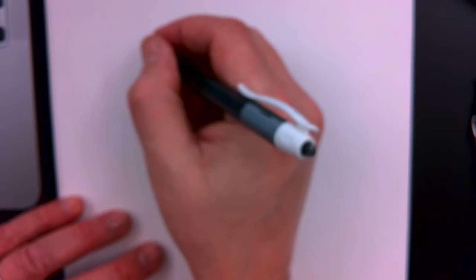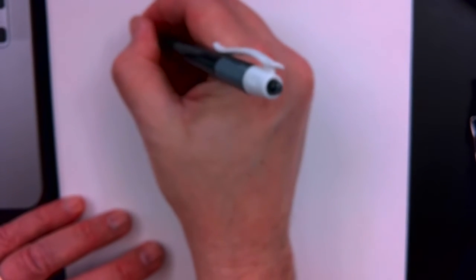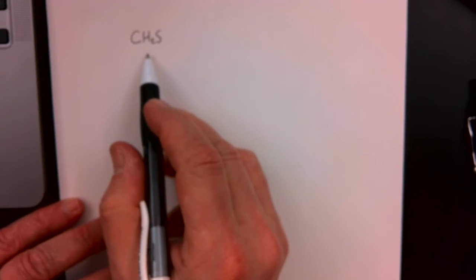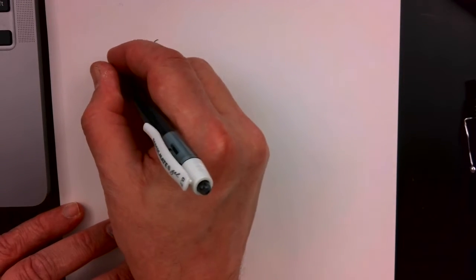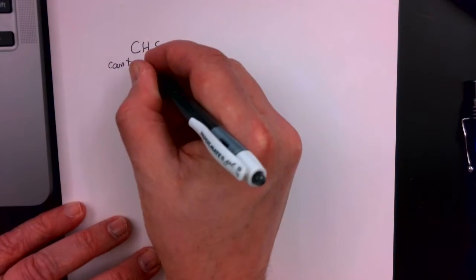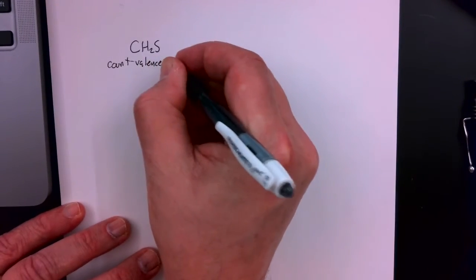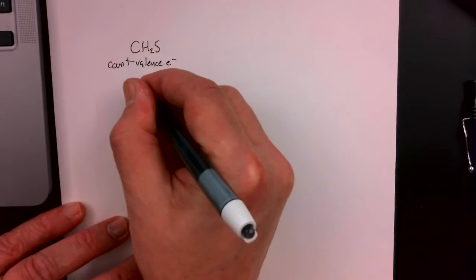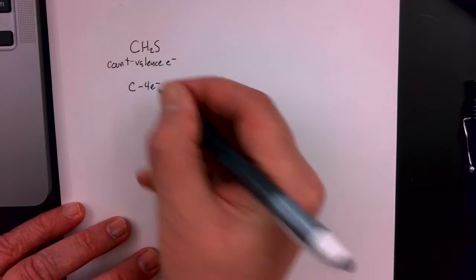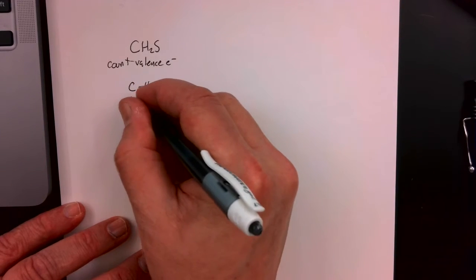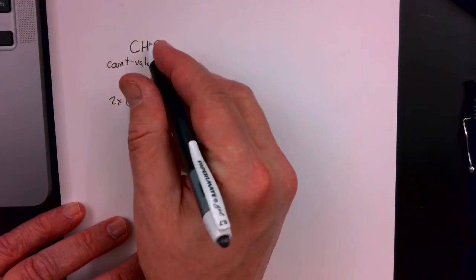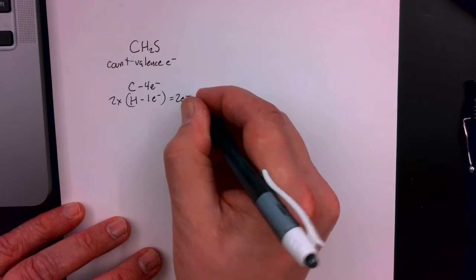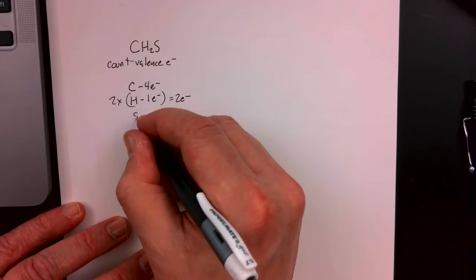So let's look at one. We'll start with CH2S, okay? CH2S. And the very first thing that we have to do, we've already set up this as a system, the very first thing we're going to do is count valence electrons, right? Well, carbon, we know, has 4 electrons. Hydrogen has 1 electron, but we've got to multiply it by 2 because we have 2 of them. So that's 2 electrons, okay? And sulfur has 6 electrons.